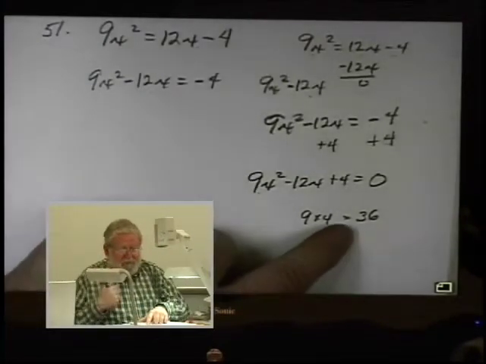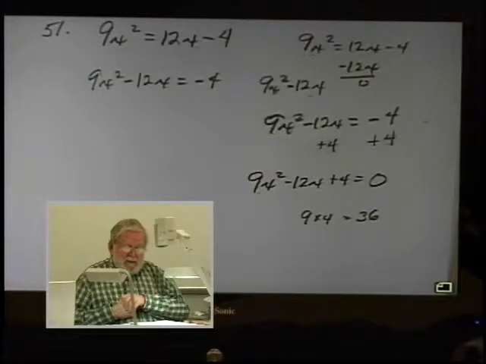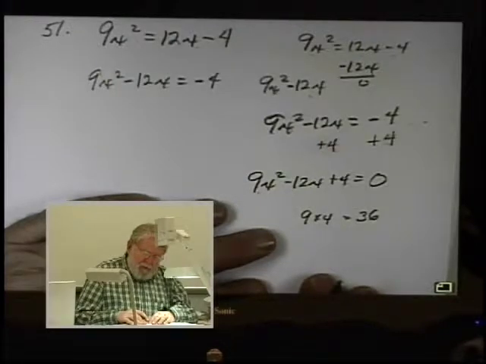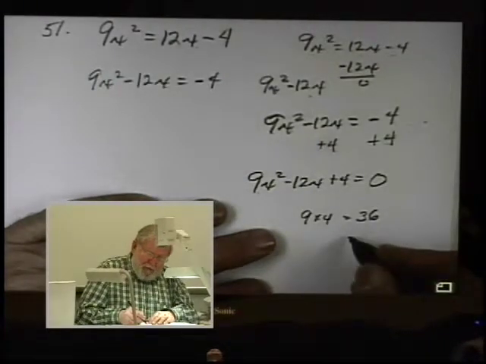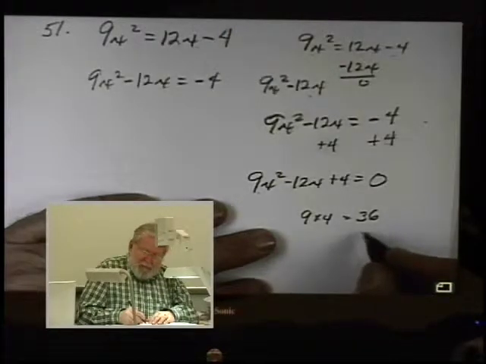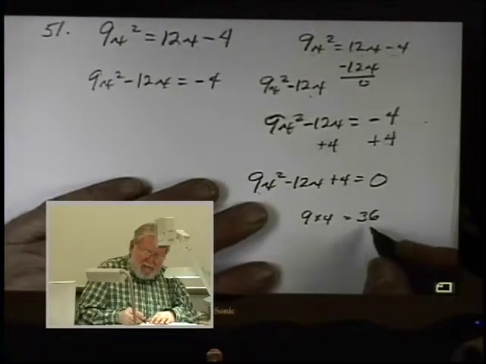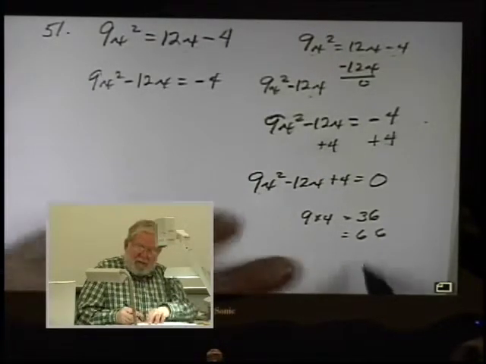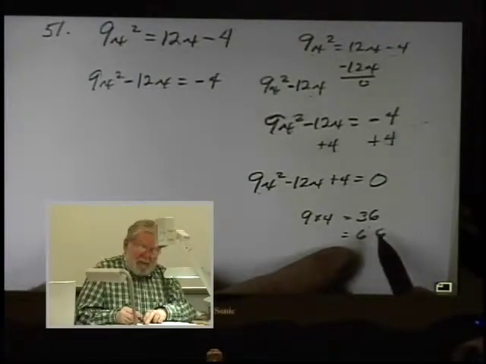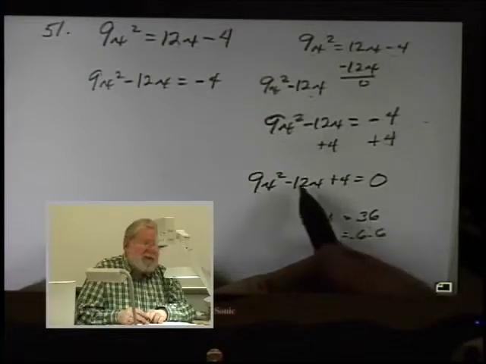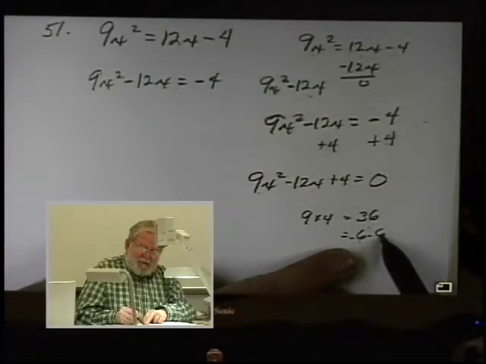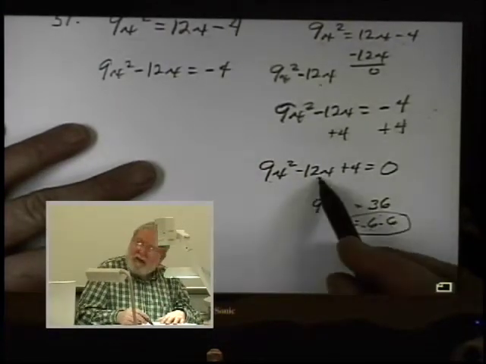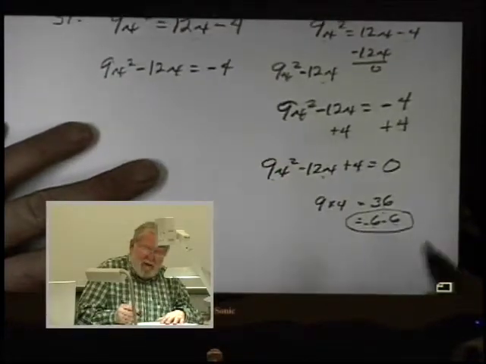Now we have to come up with the factors of 36 that are going to add to minus 12. Okay? So we have 3 and 12. That isn't going to give us minus 12. What about 6 and 6? 6 times 6 will give us 36, right? And a minus 6 and a minus 6 gives us a minus 12, and a minus 6 times a minus 6 gives us 36. So we'll use these instead of this minus 12. We'll put an x on each one, and we'll use that.